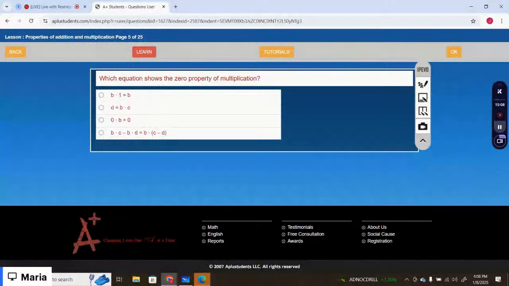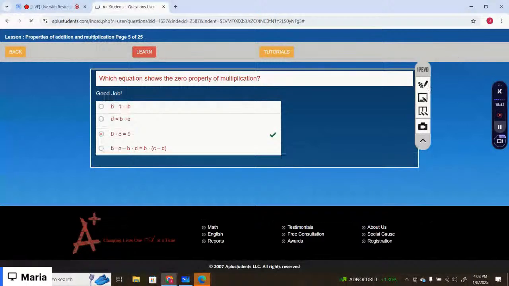Which equation shows the zero property of multiplication? So which is the correct option? Zero property of multiplication is when you multiply a number with a zero, the product equals zero. Whatever number it is, when you multiply with zero, the answer is always a zero. So 0 times b is 0. Option number 3 is the correct option.